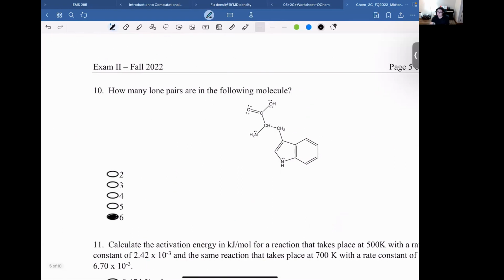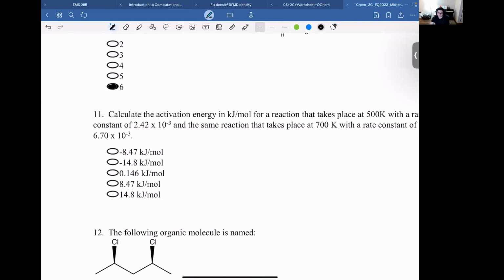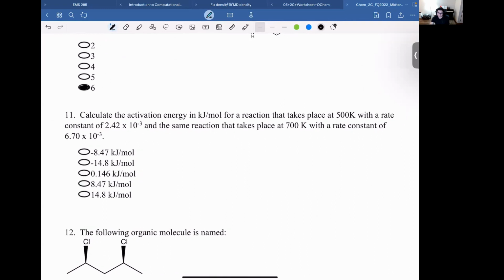So next I was asked to do number 11. So let's do that. It says calculate the activation energy in kilojoules per mole for a reaction that takes place at 500 Kelvin with a rate constant of 2.42. So that's K. And the same reaction that takes place at 700 Kelvin with a rate constant of that.